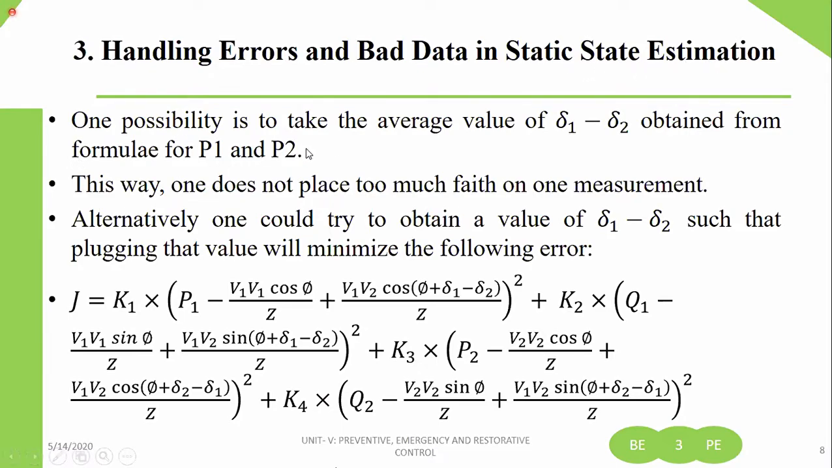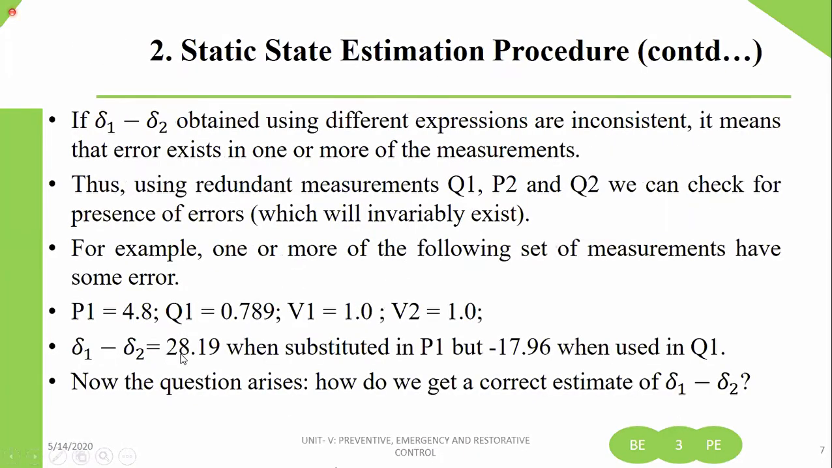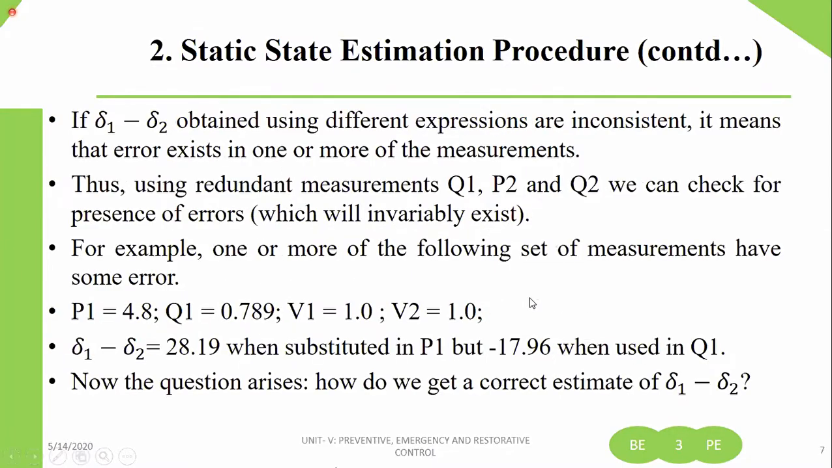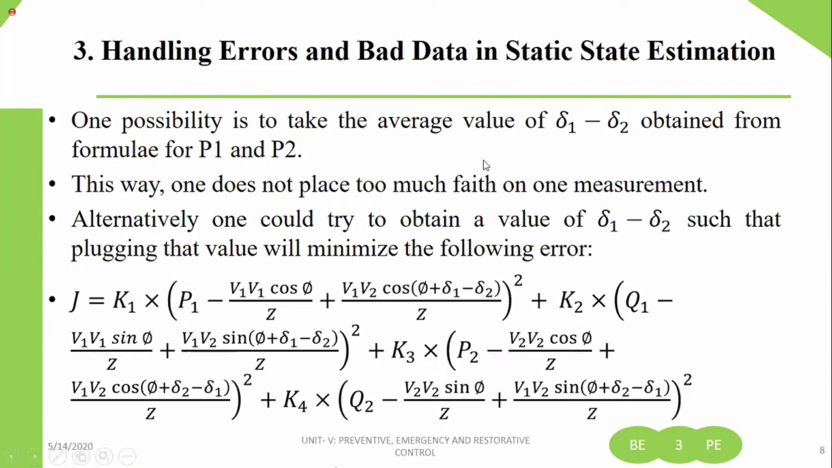Okay, so one possibility is to take the average of this del 1 minus del 2. Using one formula you got 28.19, then using another formula you got minus 17.96. Then you use another formula, P2 and Q2, you will get another del 1 and del 2. So then you try to carry out the average. One possibility is to take the average of del 1 minus del 2 obtained from the formulas for P1 and P2. First you calculate del 1 and del 2 by substituting in P1 and P2, then you take the average. This is how we can handle the error data.